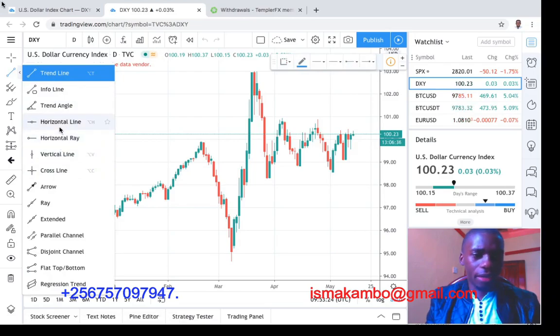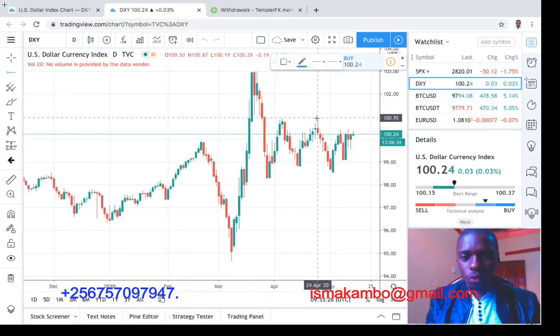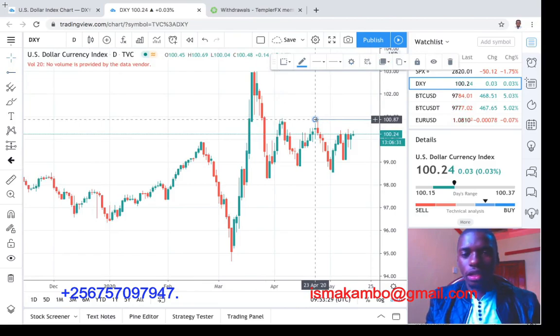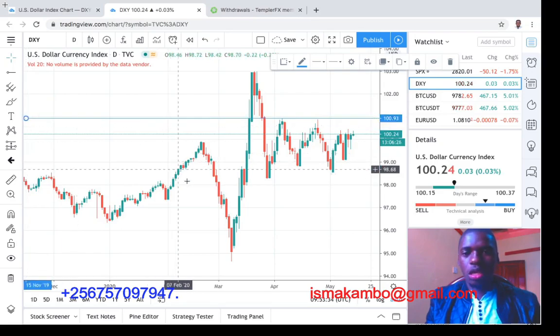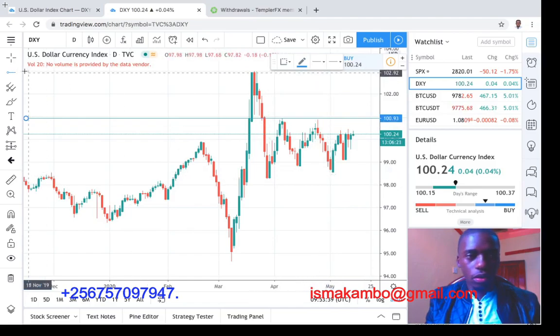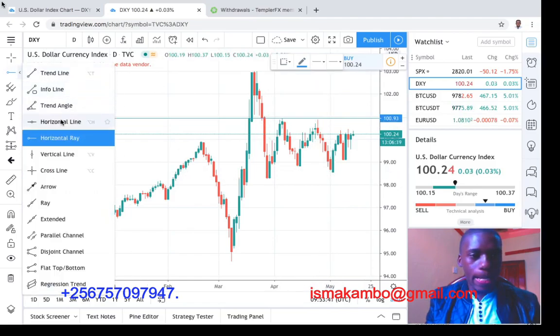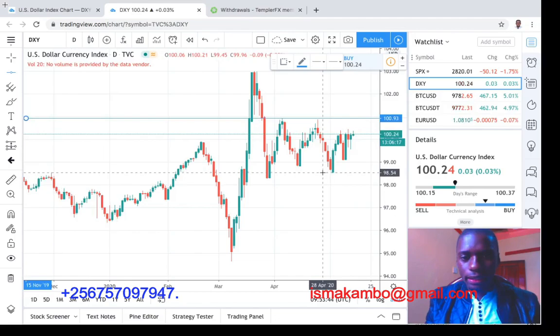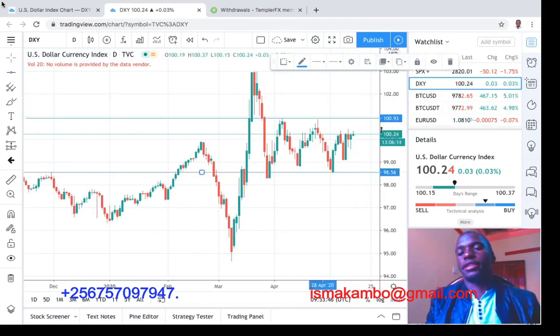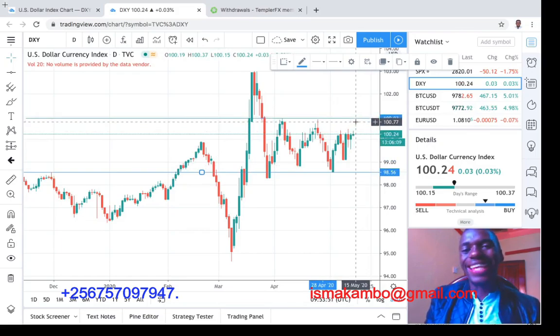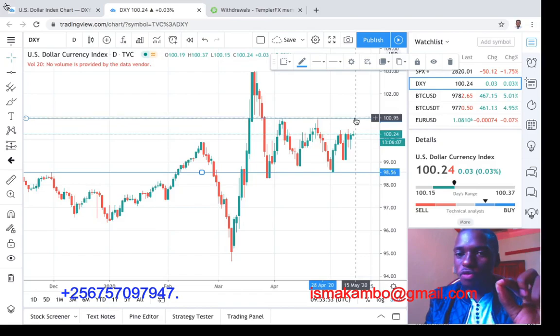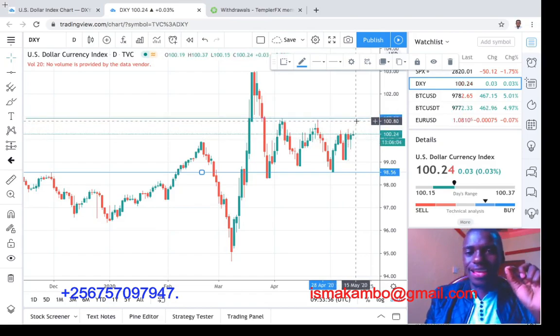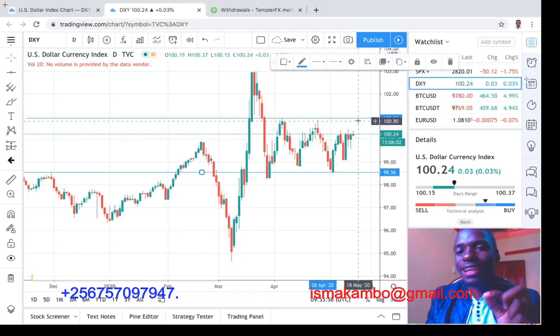Let me first identify my support and resistance. When you critically look, we have a resistance here, and then we have the supports at that point. So if this market is to come, when it reaches our resistance normally, and it shows that it is really bouncing off the resistance, it will mean that now we expect the dollar to reach here.